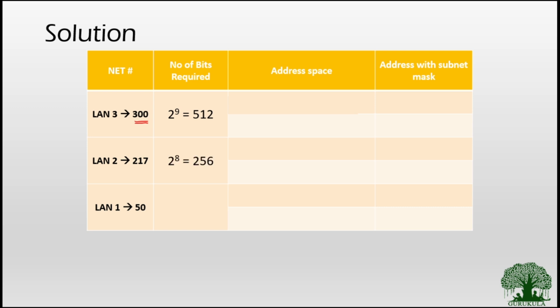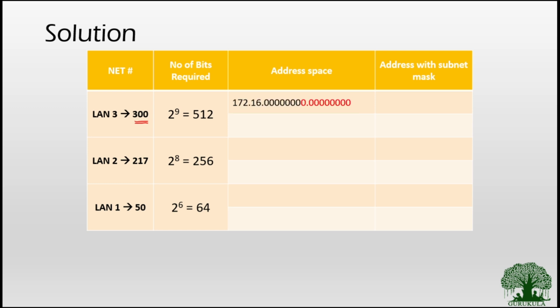So if that is the case, what will be the number of bits required for the second LAN? You will have 2 power 8, which gives you 256. And for 50, you will have 2 power 6, that is 64 IP addresses in one block. So now what is the next step? You will have to find out the first address and then the last address by keeping the network bits constant.